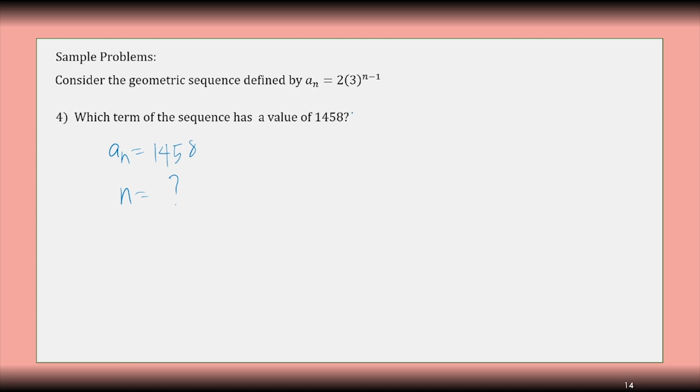So let us use again our example, a sub n is equal to 2 times 3 to the power of n minus 1. Our a sub n, what was the given? 1,458. So 1,458 is equal to 2 times 3 to the power of n minus 1. The first thing we do is eliminate the first term, so divide both sides by 2. The answer is 729.